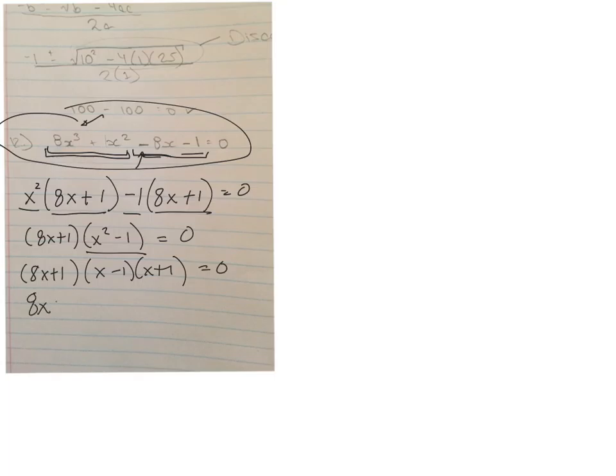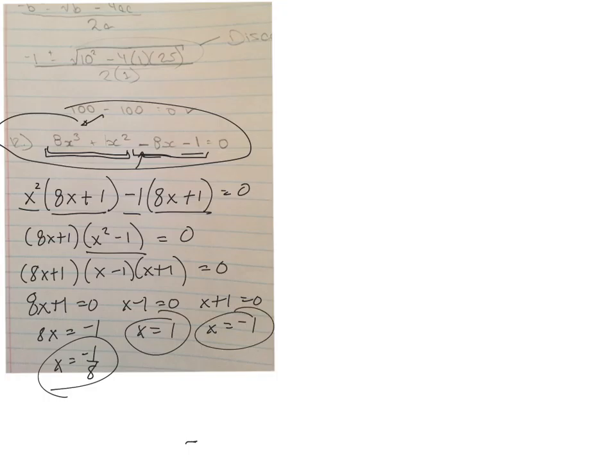So 8x plus 1 equals 0, x minus 1 is 0, or x plus 1 is 0. And then for each of those, I get 8x equals negative 1, x equals negative 1/8, x equals 1, x equals negative 1. So those are my three answers.